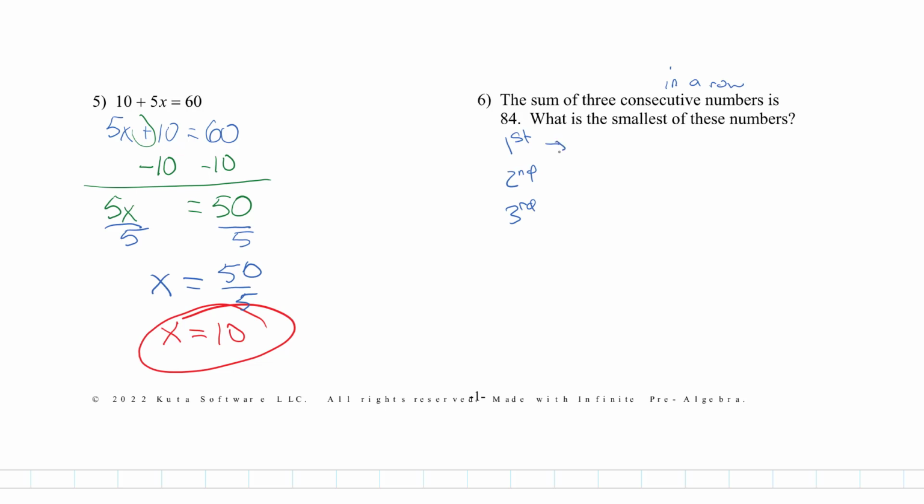So if I just say the first number is x, the number after that has to be x plus 1, right? Because if I had like 4, then the next number would be 4 plus 1, or 5. And then the third number would be 4 plus 2, excuse me, x plus 2.